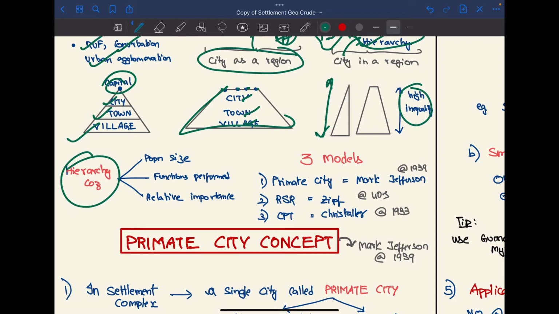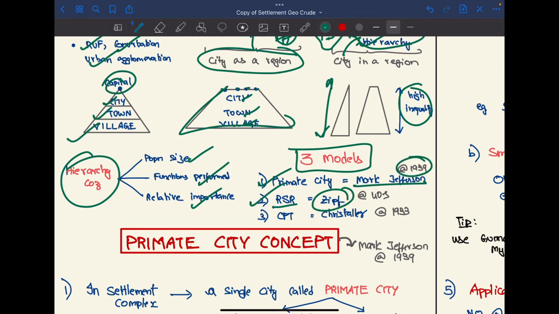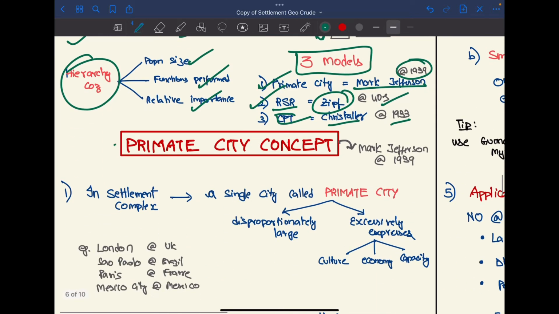So why does the hierarchy exist? Because there will be differences in population size, functions performed, and relative importance of the cities. So there are 3 models we will study, which are the primate city given by Mark Jefferson in 1939, the rank size rule given by Zipf in the 1940s, and the central place theory given by Christaller in 1933. First, we will see the primate city concept.